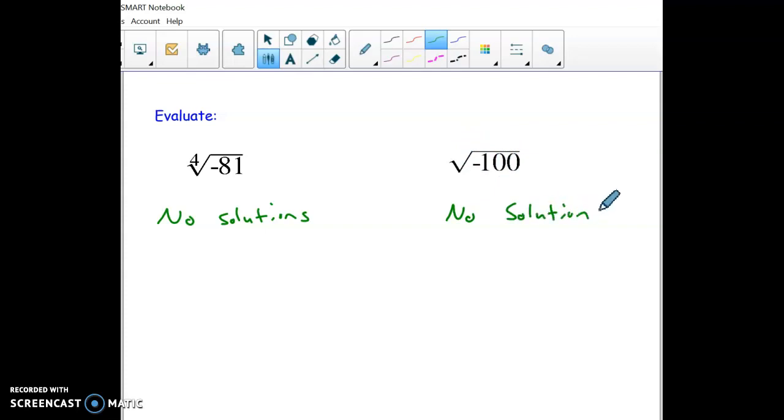If it was an odd root, it would be possible, right? Like a third root of -64. That does have an answer because if you do -4 times itself 3 times, that is -64. So if it's a negative number underneath the radicand and an odd root, then you're okay. If it's negative and even, no solutions.